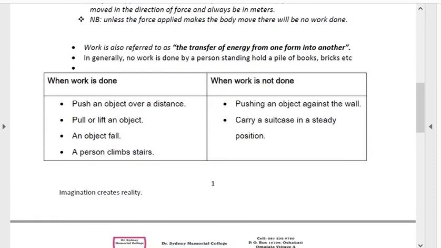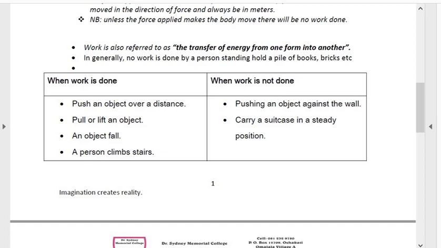So it says here, work is also defined or explained as being a transfer of energy from one form to another, and that no work is done by a person who is standing and holding a pile of books or a pile of bricks. I think we've given that example.